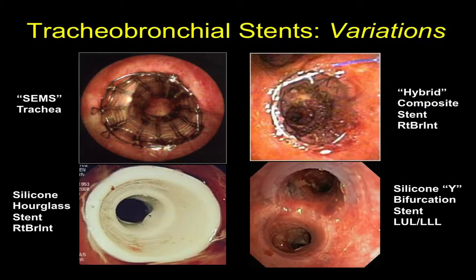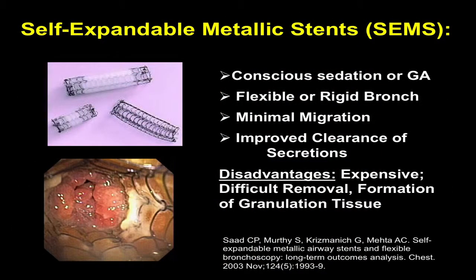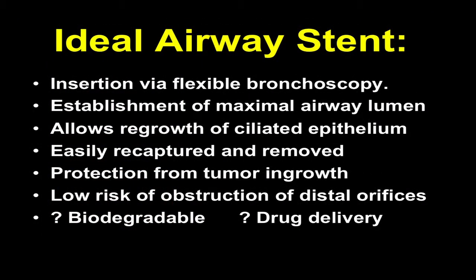This is what the airways look like after we've placed stents, a variety of them. Again, we typically use the hybrid stent or our Y stents or straight tube stents in these patients. If you're going to use metallic stents, there are some advantages, which is that you can place them under conscious sedation with flexible bronchoscopy. They don't really migrate, and in theory, there may be some improved clearance of secretions, but many downsides. They're incredibly expensive, they're difficult to remove, and they form granulation tissue, which will lead to multiple further procedures.